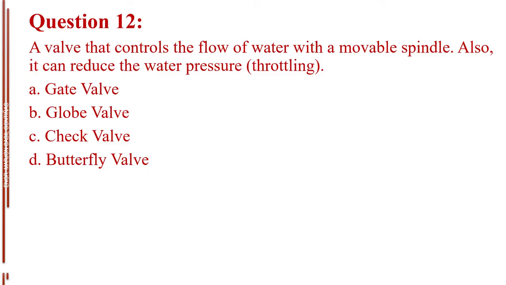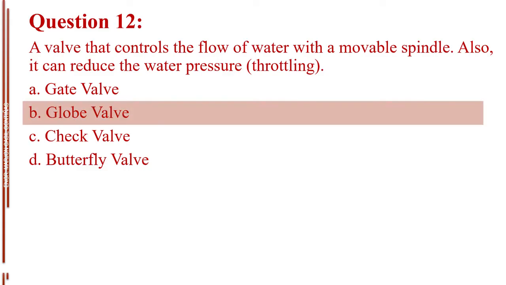Question number 12. A valve that controls the flow of water with a movable spindle. Also, it can reduce the water pressure or throttling. Letter A, gate valve. Letter B, globe valve. Letter C, check valve. Letter D, butterfly valve. The answer is letter B, globe valve.